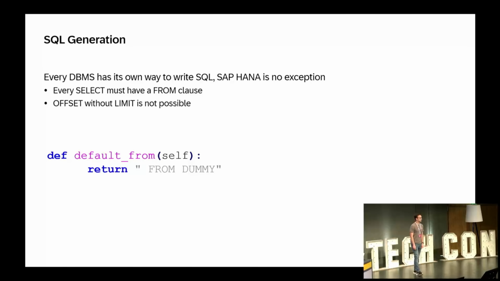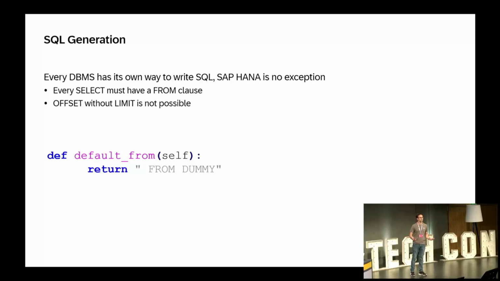First, let's talk shortly about SQL generation. As I said, every database management system has its own way to write SQL, and SAP HANA is definitely no exception there. One of these things is every select must have a from clause. In SQLite, you can just say select 1. Nothing else. That's it, you get a 1 back. In HANA, you need to write select 1 from dummy because it's not otherwise supported. So we need to tell SQLAlchemy, hey, in case the user did not specify a from clause, you need to add this default from dummy.